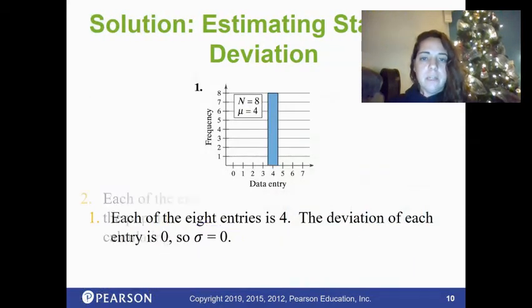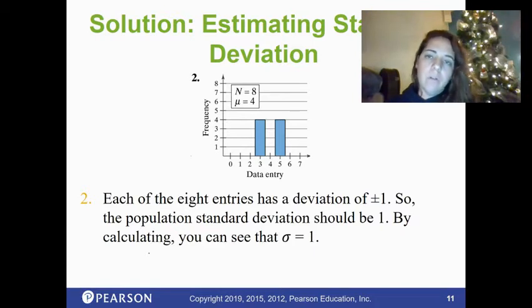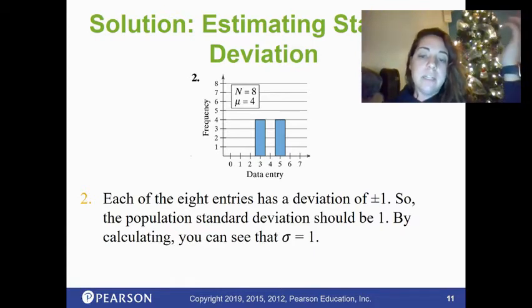That's right. Look at the next one. Each of the 8 entries has a deviation of +1 or -1. They either went up 1 or they went down 1. So the population standard deviation should be 1. And if you calculate it using the crazy long formula or a calculator, then the answer is exactly 1 for this one.